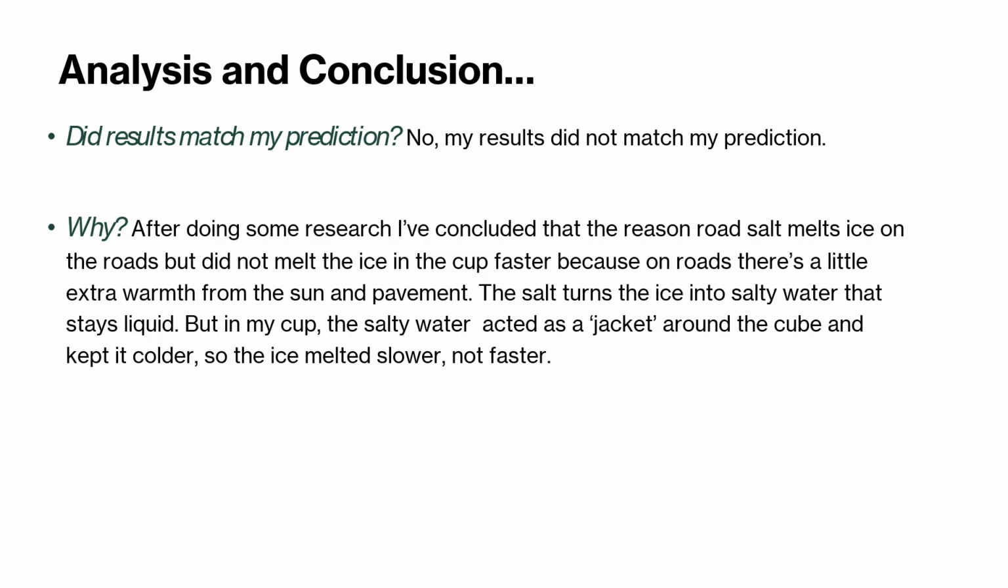Now, why? After doing some research, I've concluded that the reason road salt melts ice on the roads, but did not melt the ice in the cup faster, was because on the roads there's extra warmth from the sun and the pavement that melts the ice. It's not the salt that melts the ice. The salt just prevents it from crystallizing. So the salt in the cup then acts like a jacket around the ice cube and thus keeps it colder and the ice melts slower.